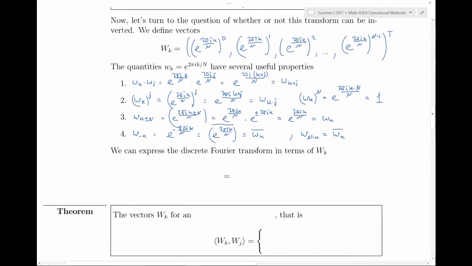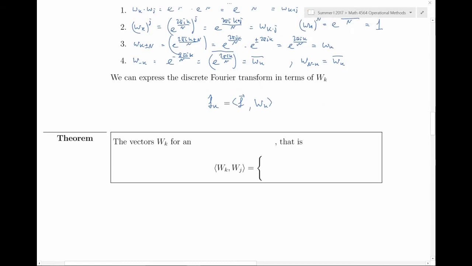So with this new notation, we can express the Fourier transform as just an inner product with the vectors w_k. So f hat k is going to be the same as the vector f in the inner product with the vector w_k. In a way, we represented the discrete Fourier transform as the vector of inner products, so they are somewhat like coefficients, and w_k are somewhat like basis vectors.